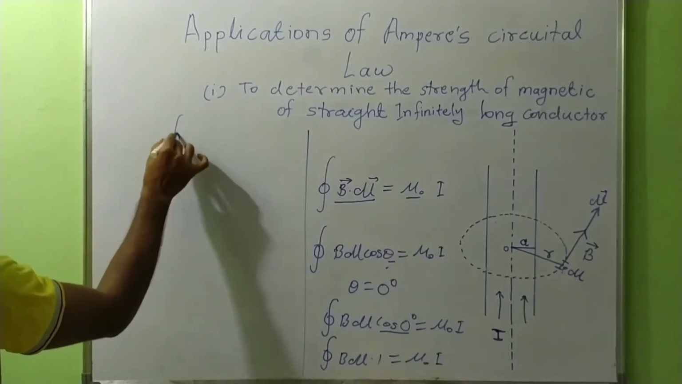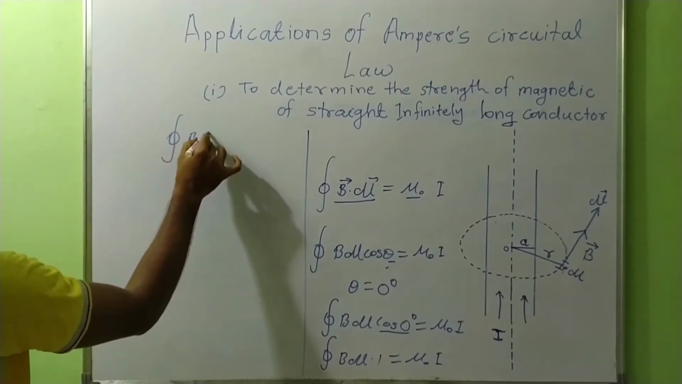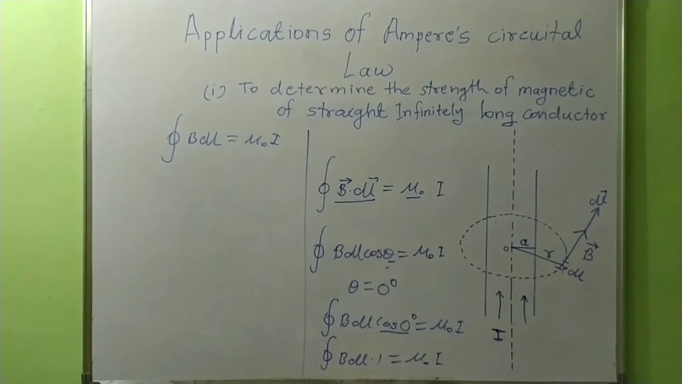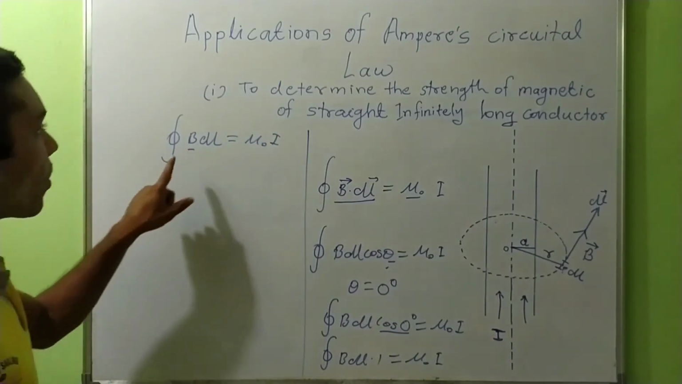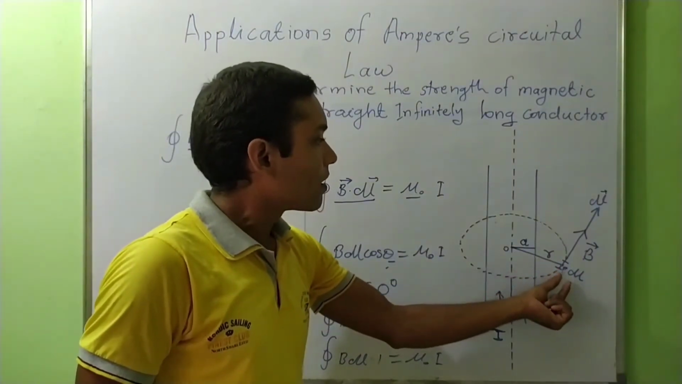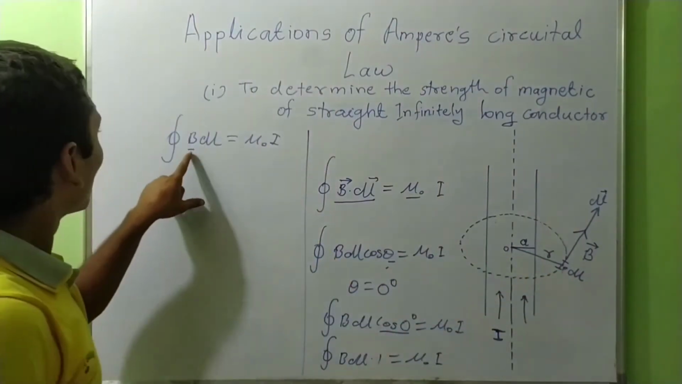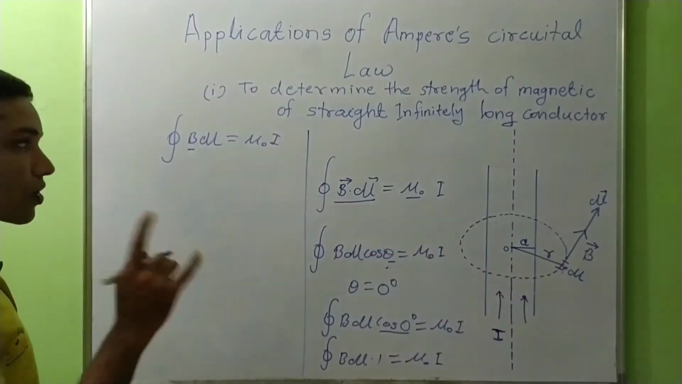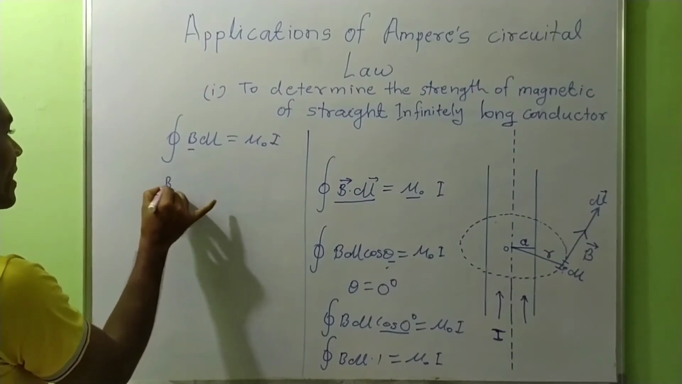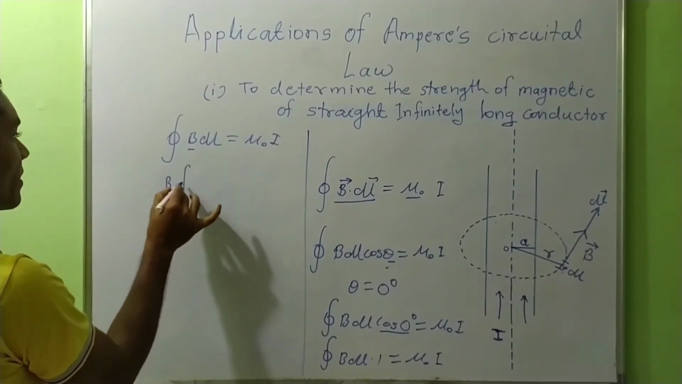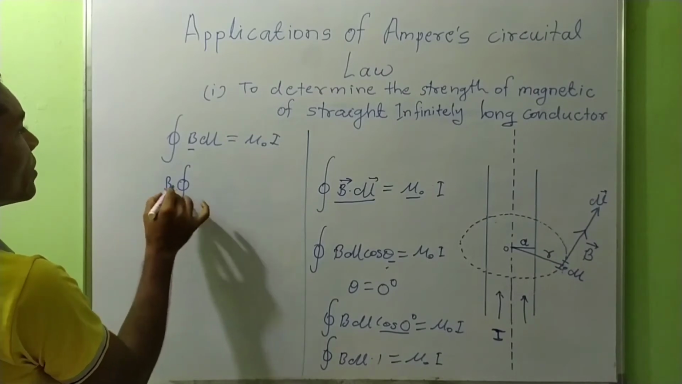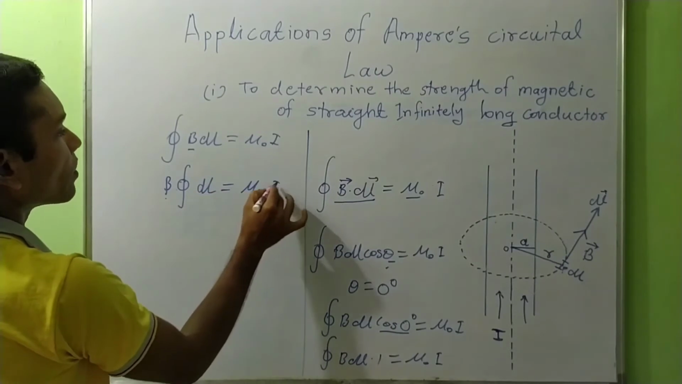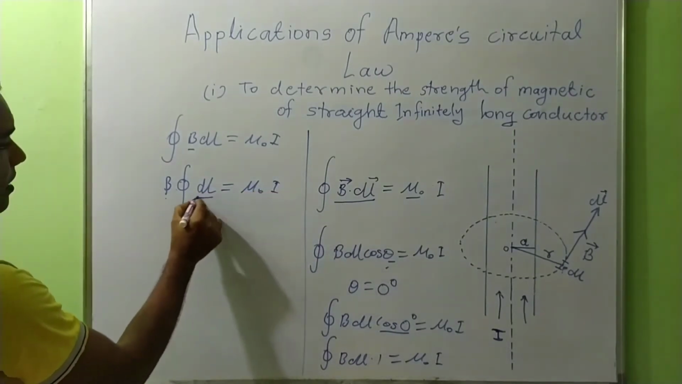or integration B dl will be equal to mu naught I. Okay. For a constant distance of point P, B, the strength of magnetic field, will be constant. So we can take it common, then the equation will be B into integration of dl equal to mu naught I. What is the dl?